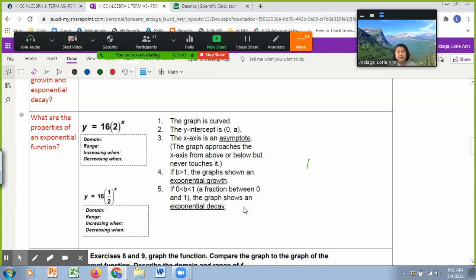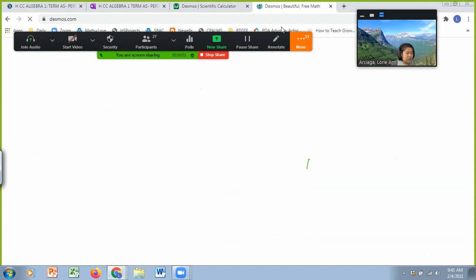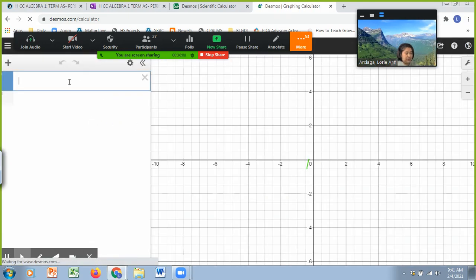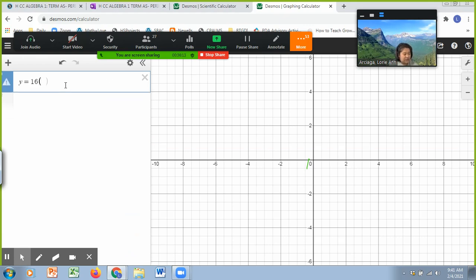Okay. So let's fill up some domain, range, etc. So what's the domain if you have 16 times 2 to the x? If you want to see the graph of that, if it helps you better, let me type it over here so you guys can see: y is equal to 16 parentheses 2 parentheses x. There you go.